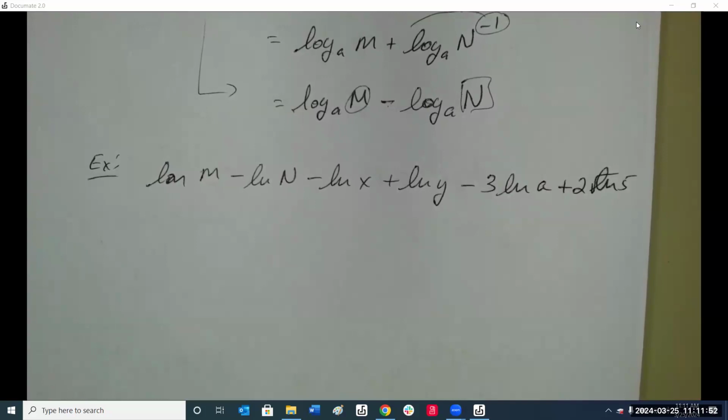Write that as one function. ln of m minus ln of n minus ln of x plus ln y minus 3 ln a plus 2 ln of 5.